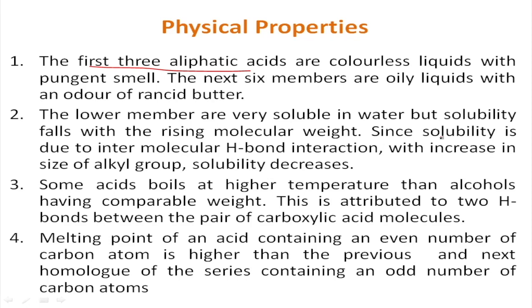Two molecules of carboxylic acid can form a dimer. Because of the formation of dimer, the boiling point increases. Number 4, the melting point of an acid containing an even number of carbon atoms is higher than the previous and next homologue of the series containing an odd number of carbon atoms. So the melting point of an acid containing an even number of carbon atoms is higher than that of odd numbers.